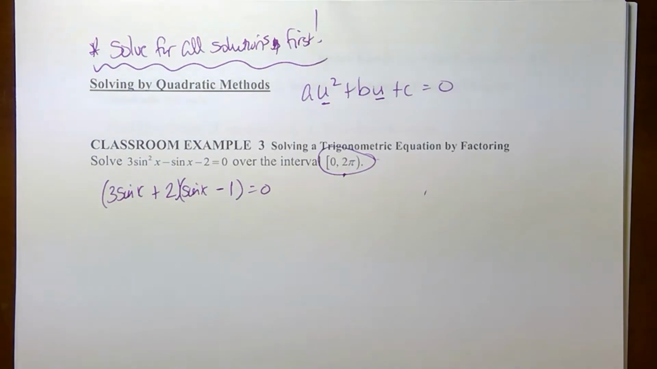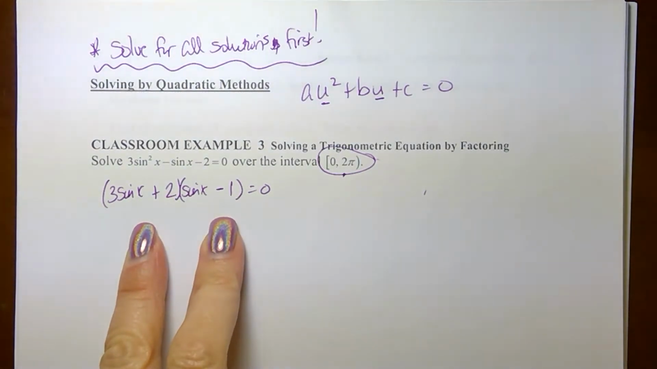Reverse FOIL. If you need to review FOIL, go back and look up some Khan Academy videos about how to FOIL and how to factor quadratics using reverse FOIL. That would be a really good refresher at this point if you're confused with the factoring.